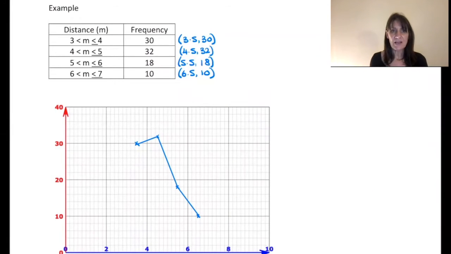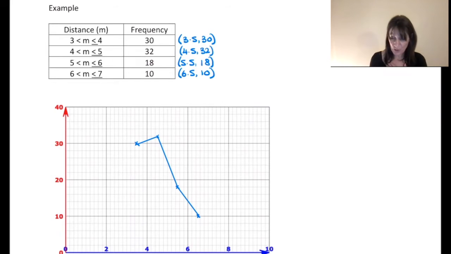Okay, so there's the answer to your practice one. The midpoints were 3.5, 4.5, and so on this time. Frequencies stayed the same, and you literally just plot through those coordinates that you've drawn. So hopefully that went well. And that's it. There's nothing really more to say. It's just a case of knowing the language and what it is they want you to draw and knowing to take the midpoint from the table.